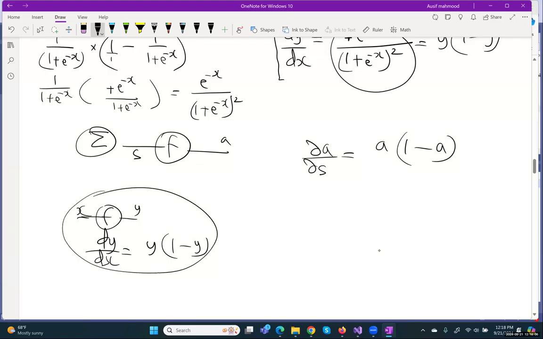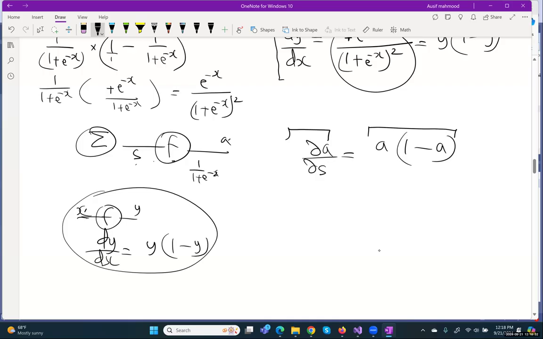So in our case, the input is S, it's not x. Output is A, not y. So if we have to determine partial A over partial S, and f happens to be 1 over 1 plus e to the minus x, then it is A times 1 minus A. So it becomes very easy to calculate.